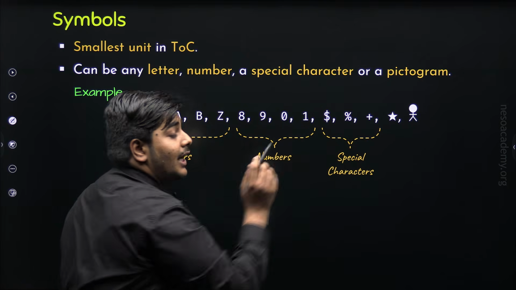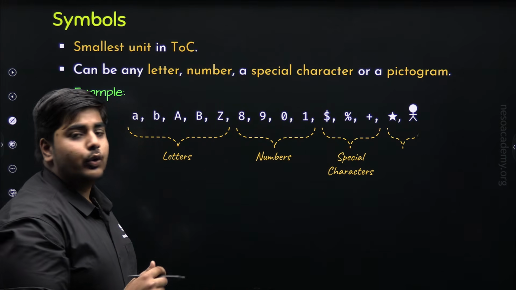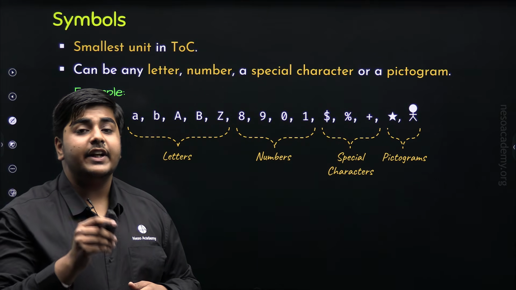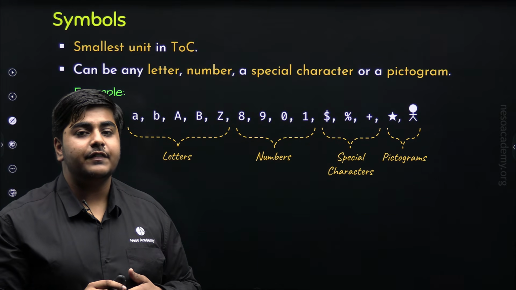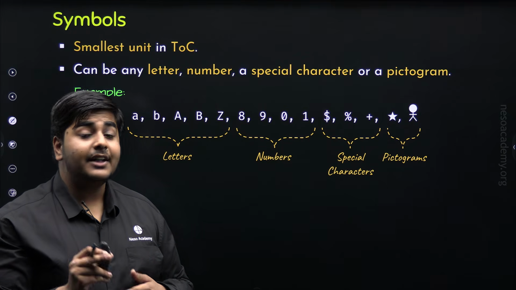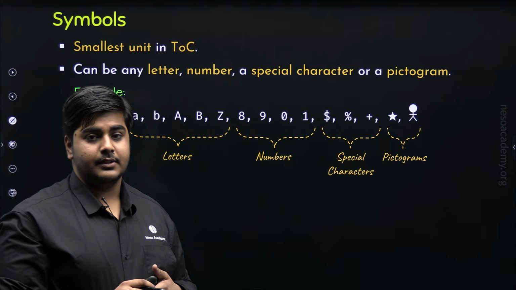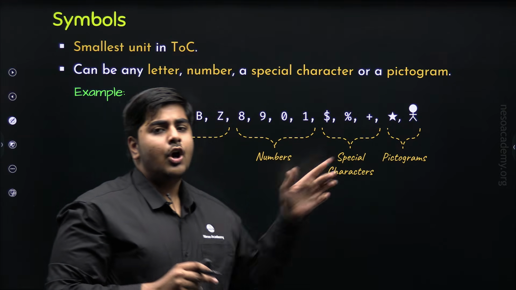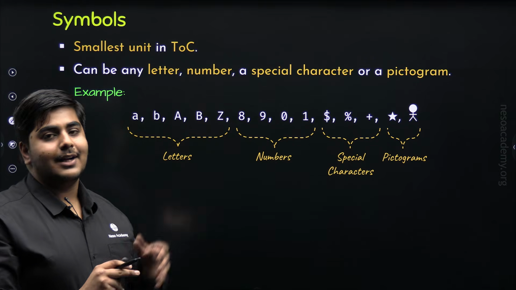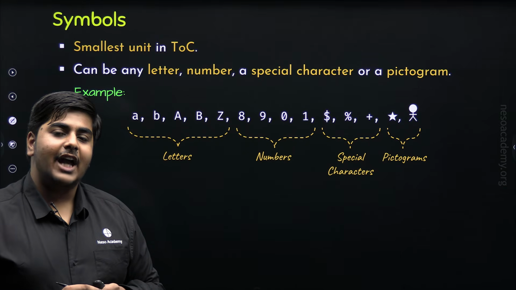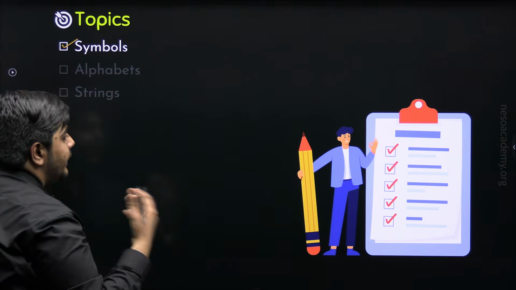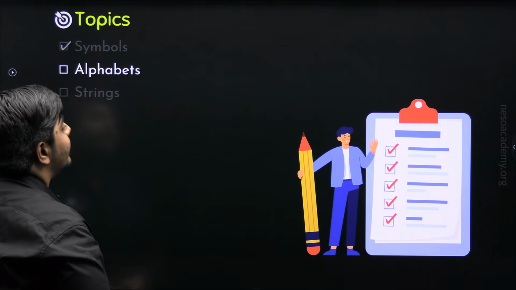And these two are the examples of symbols as pictograms. This is the pictorial representation of a real star. It is not to be confused with the asterisk symbol that you have on your keyboard, because that comes under the special characters. And this is a pictogram of a real human being. So I hope you have understood what are symbols. And in this way, we have completed our very first topic, that is symbols. Now we will proceed to the second topic, that is alphabets.